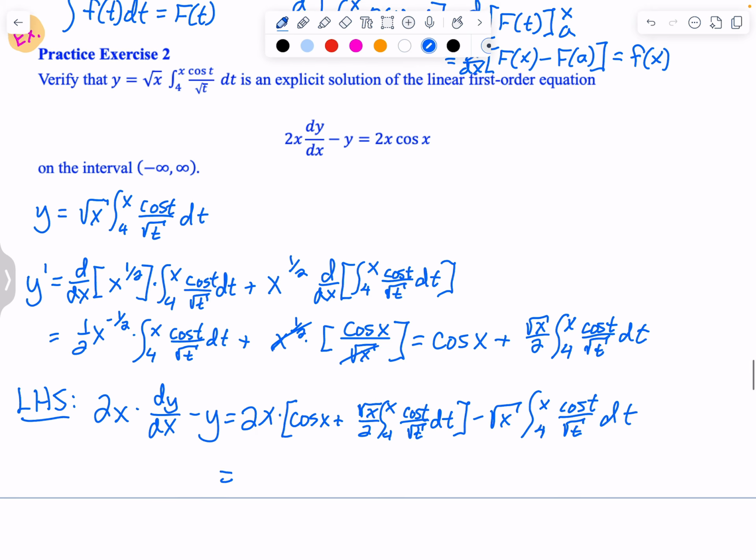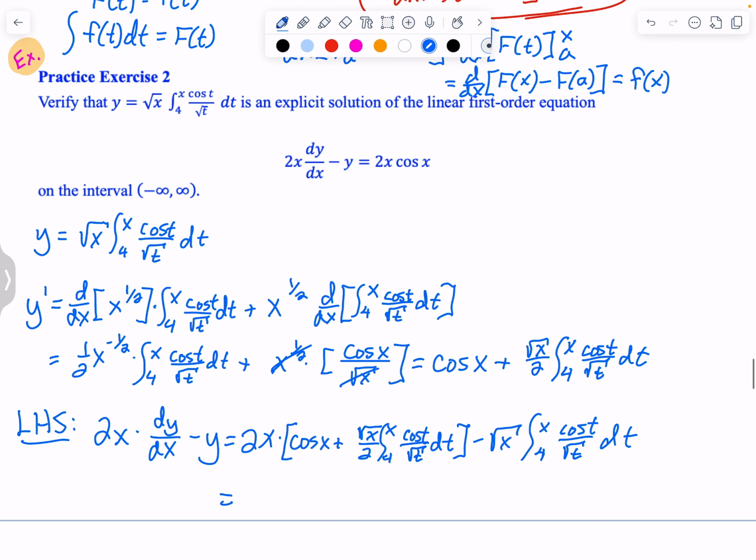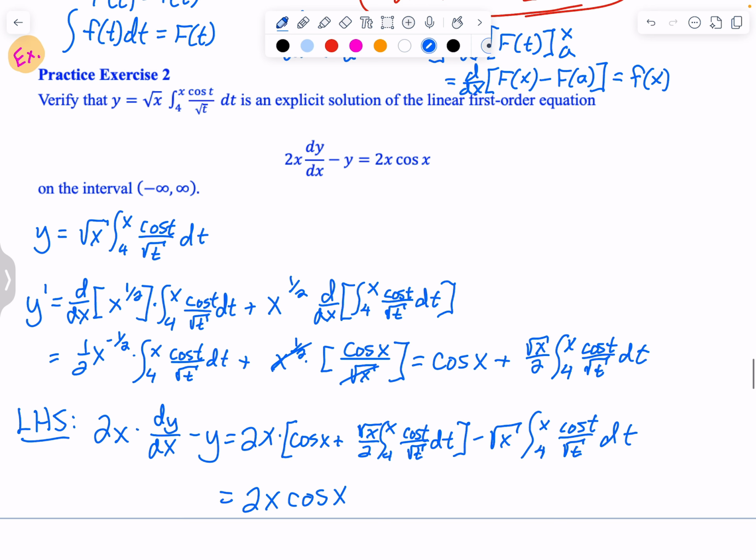Okay, so if I multiply this out now, I get 2x cosine x. And then we should write this out just so we have it. Okay, the 2's are going to cancel when I distribute. And then we're going to get an x. So what's going to happen here?